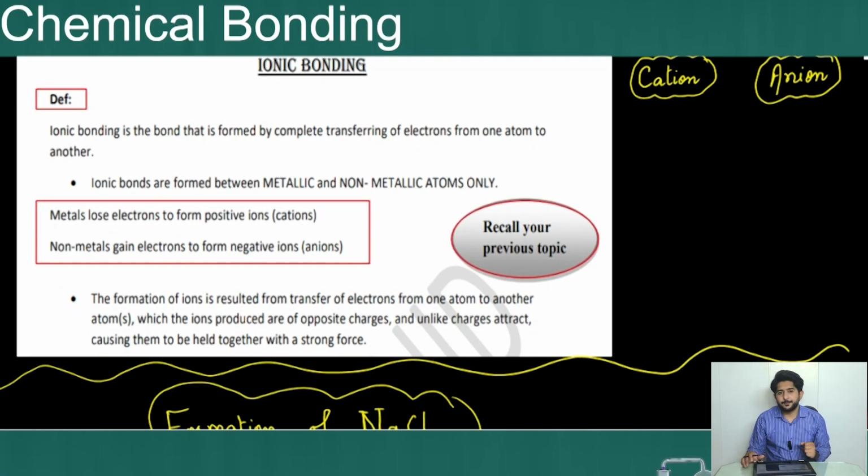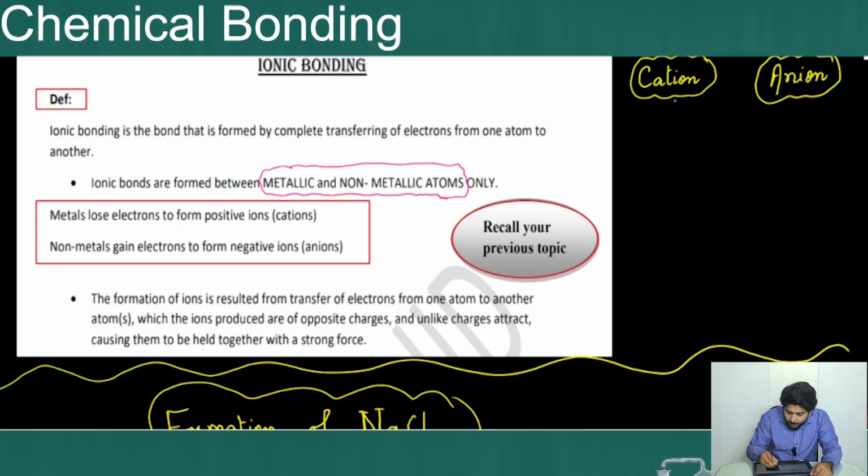Ionic bonding is the bond that is formed due to the transferring of electrons from one atom to another atom. Why are atoms transferring their electrons? Remember this point: ionic bonding is formed between metal atoms and non-metal atoms. This is the important point which you have to keep in your mind. It is the force of attraction between the metals and the non-metals. Why is it important that there is a metal and a non-metal?